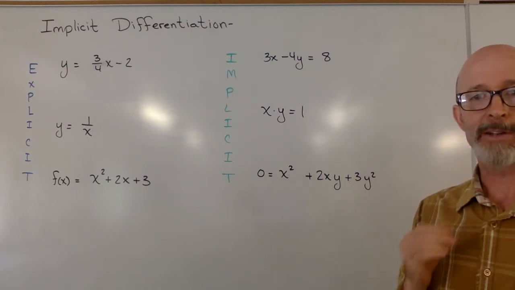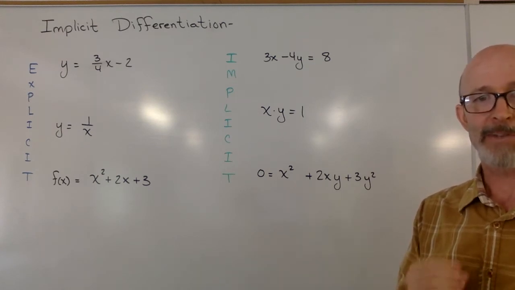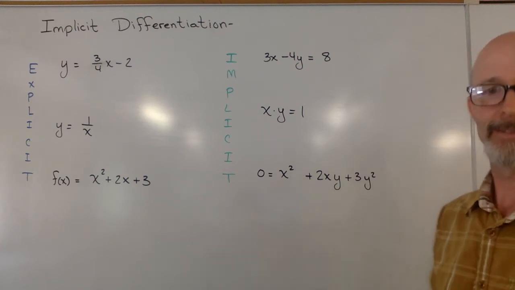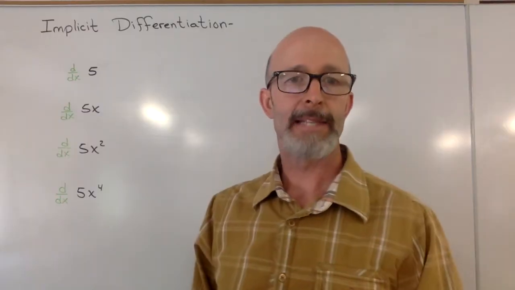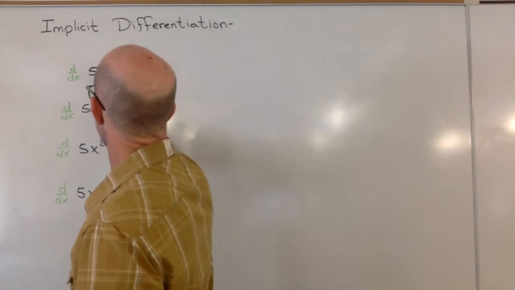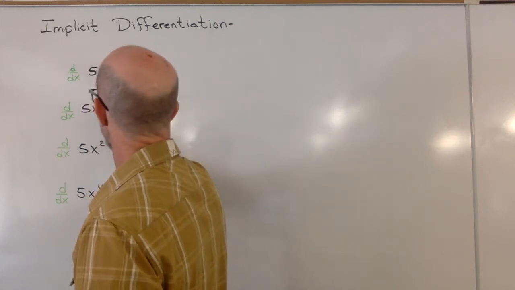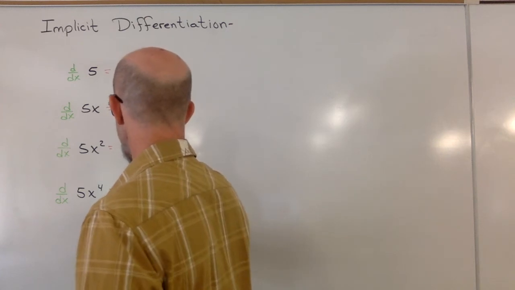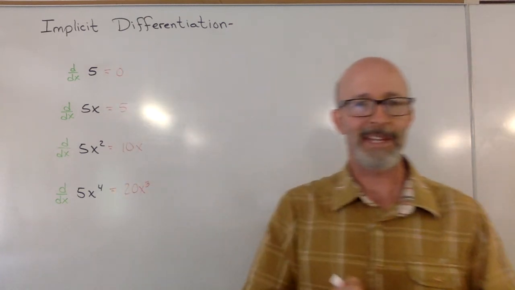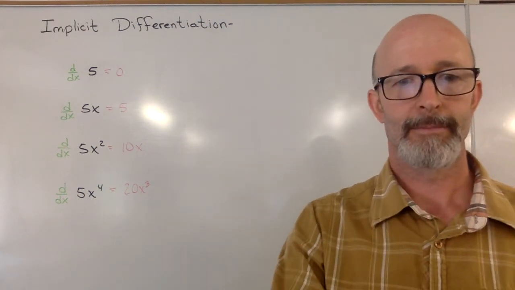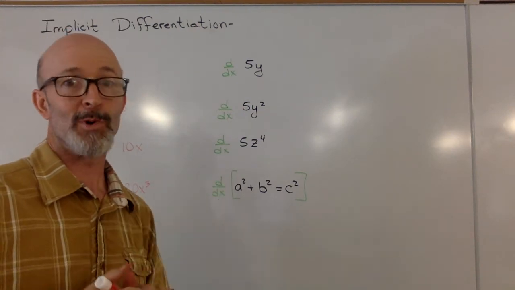So to learn how to derive things implicitly, you've already got all the basics. You just have to adjust your derivatives for any variable other than x. Here's how. Let's say I want you to take the derivative of these nice little values here, and the derivative of 5 is 0, 5x, 10x, and 20x cubed. Let me introduce you to the power rule. Oh boy, great. But this is more interesting.